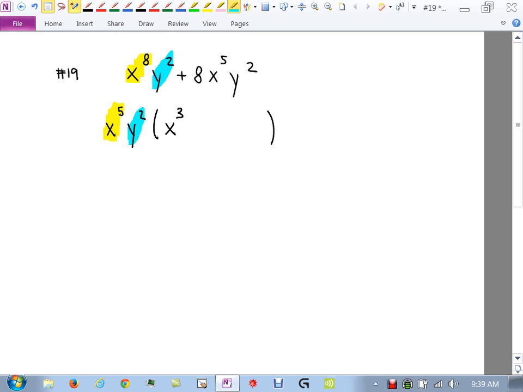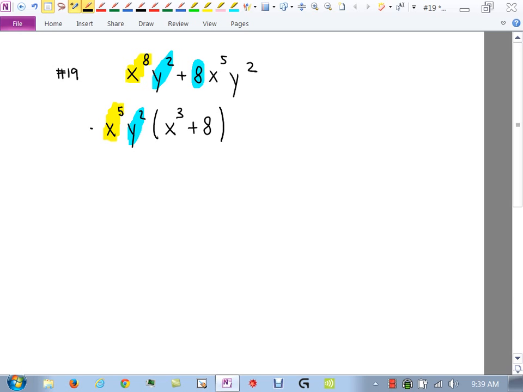Now let's look at the other one. We need an 8, don't we? So we put plus 8. We need an x to the 5th. Well, we have x to the 5th. We need a y squared. We have a y squared. So just x cubed plus 8. That's it. Not cancel, but when you multiply that through to the 8, you will get that up there. So we don't need more, correct?